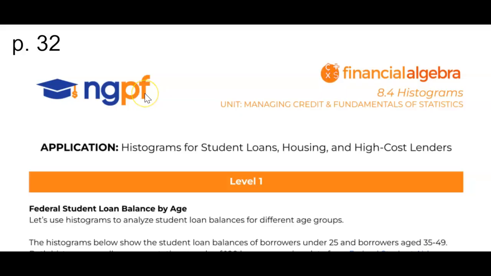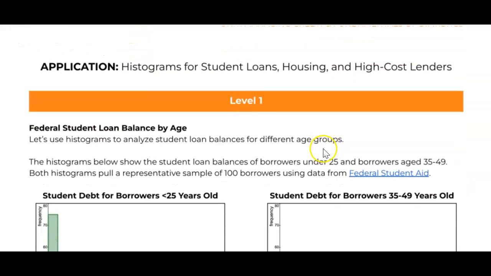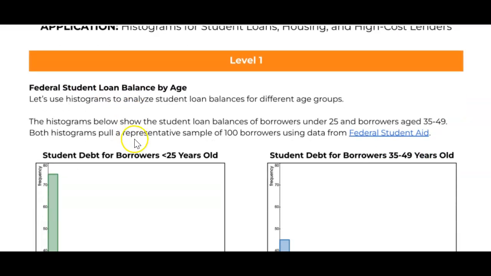Let's go over to page 32 and look at an example of what you're going to be expected to do on your own in a few minutes here. So, histograms for student loans, housing, and high-cost lenders is the title of this application. So, federal student loan balance by age. That tells me right here that it's going to compare student loan balances against how old people are and how long they've had those loans maybe.